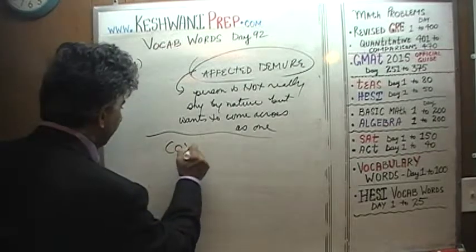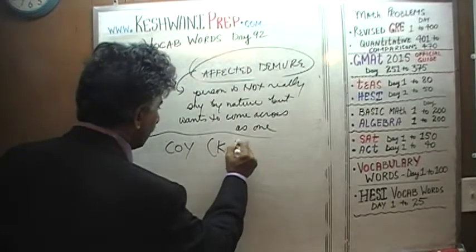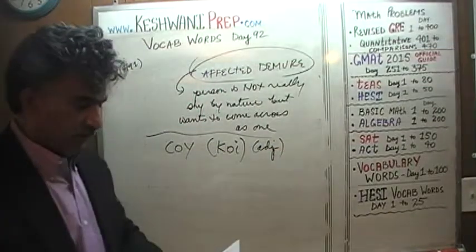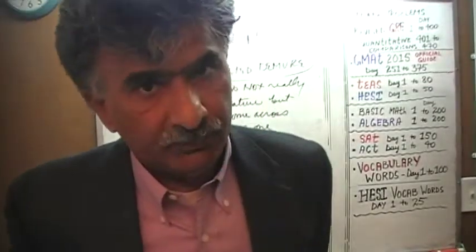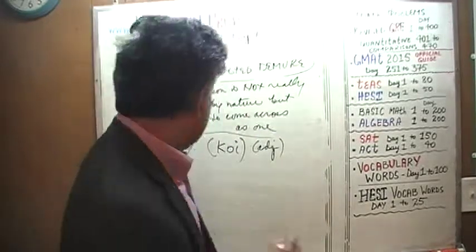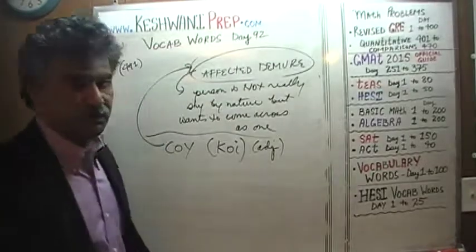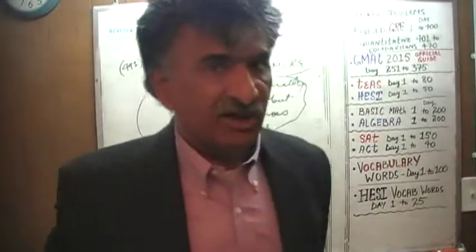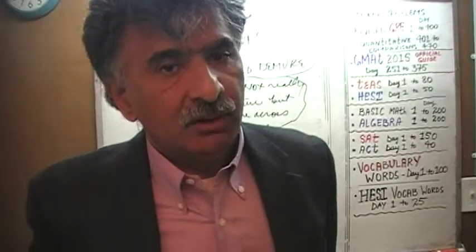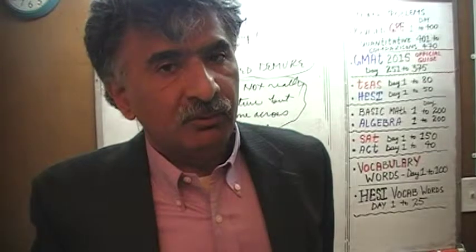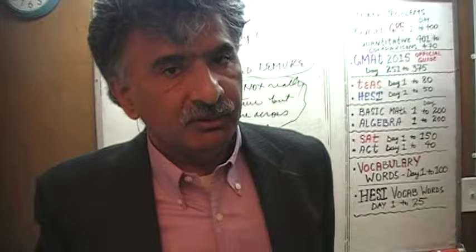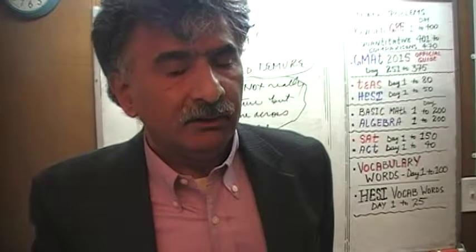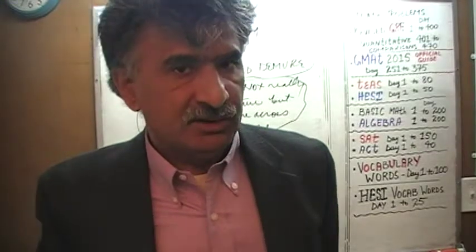The word is, it's a very simple word, one syllable only, coy. Coy, it's an adjective. What does it mean to be coy? Well, if you're being coy, you're pretending to be shy, but in reality, you're not really shy. This shyness is affected. This shyness is not genuine. This shyness is there purely for the camera, purely because a person knows that he is being observed. An affected demure is what we'll say the person is being when we say the person is being coy.